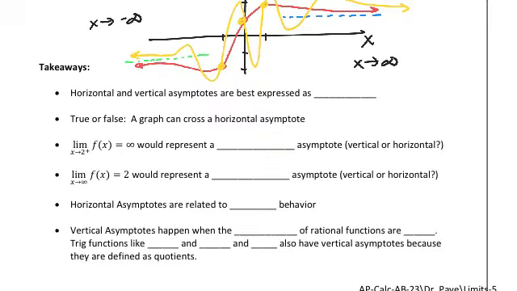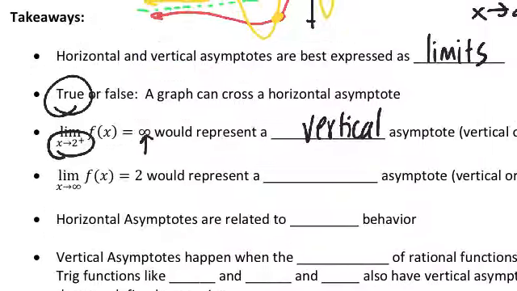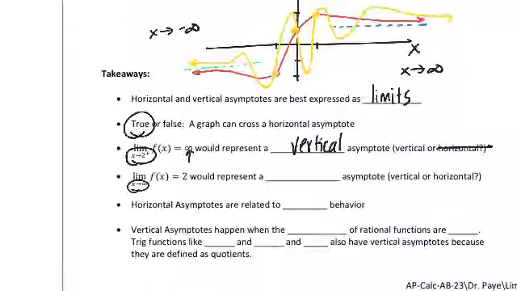Okay, takeaways. Horizontal and vertical asymptotes are best expressed as limits. By the way, pause the video, do them first, and then check. True or false, a graph can cross a horizontal asymptote. True, like the yellow graph that I just drew. The limit of f of x as x goes to 2 from the right is equal to infinity would represent a vertical asymptote. Remember, the arrow number is a number and the limit is infinity. That's a vertical asymptote. The limit of f of x as x goes to infinity is equal to 2. That would represent a horizontal asymptote.